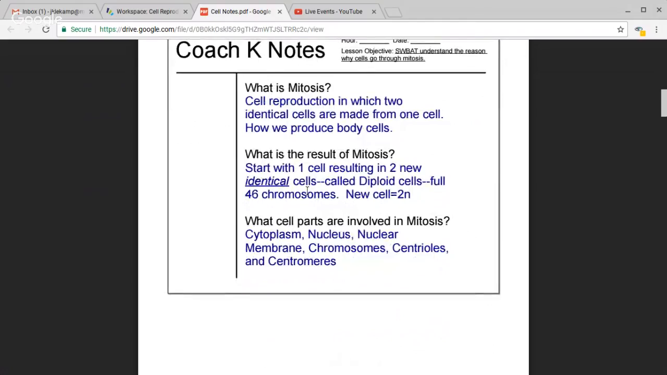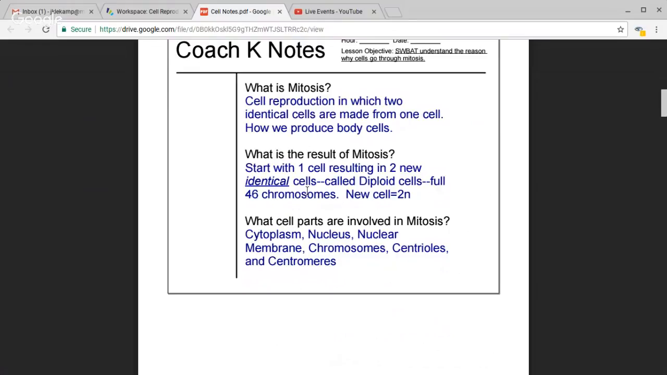Mitosis, again, is part of cell reproduction. Two identical cells are made from one cell. This is how we produce body cells. In the process of mitosis, we start with one cell and we get two new identical cells, which we call diploid cells, meaning they have a full set of 46 chromosomes. We can put those into pairs, and we have 23 pairs of chromosomes when we talk about human beings, but they have a full 46 chromosomes. A new cell can also be referred to as a 2N cell.